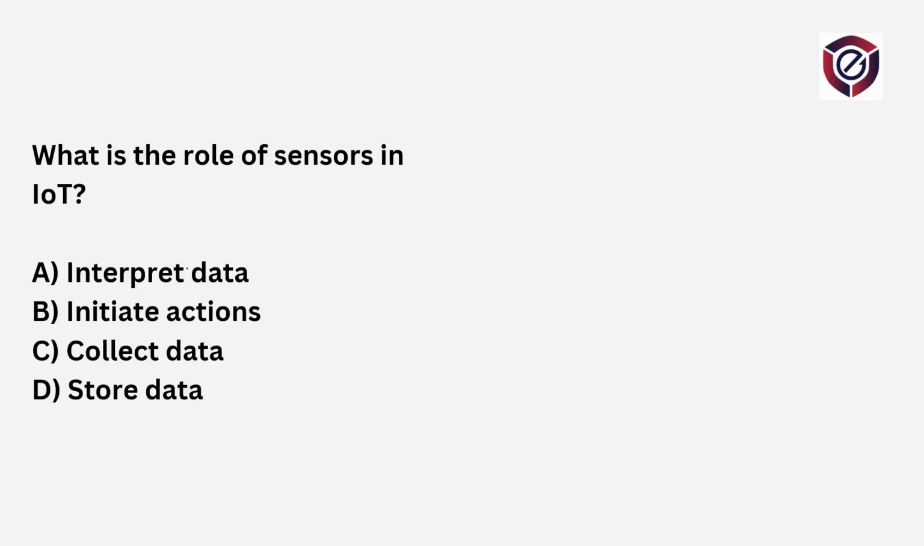What is the role of sensors in IoT? We will have different kinds of sensors such as humidity sensor, temperature sensor, light sensor. All of these collect some kind of data. For example, a temperature sensor will be collecting real-time temperature data, whereas the sensors related to humidity will be measuring the humidity. So these are doing the job of collecting the data. The interpreting, initiating actions or storing data is done with the help of different components. But the primary role of the sensor is to collect the data.